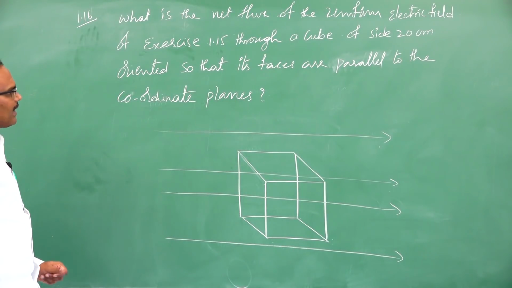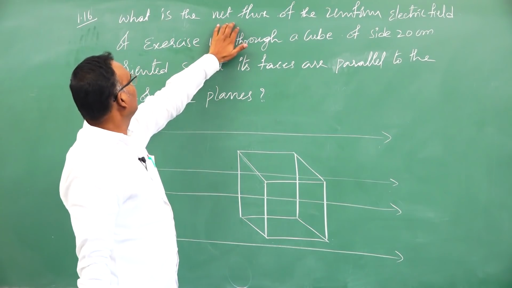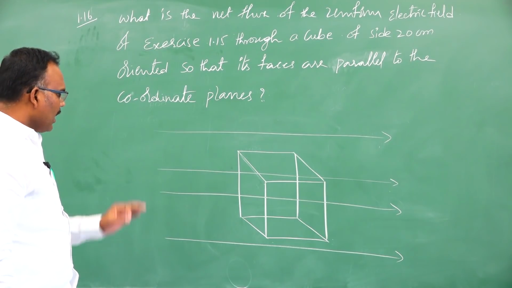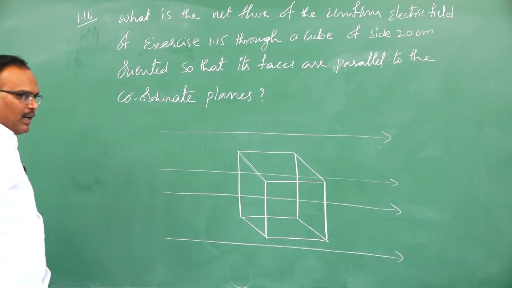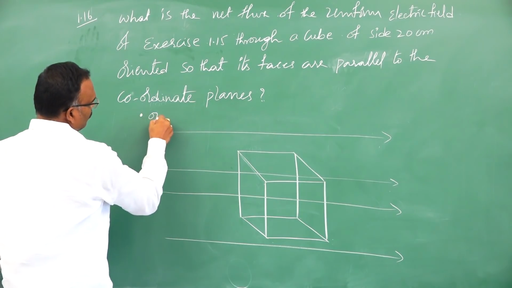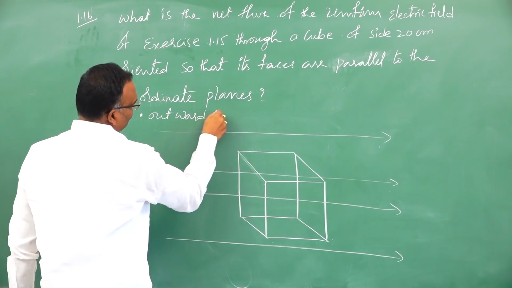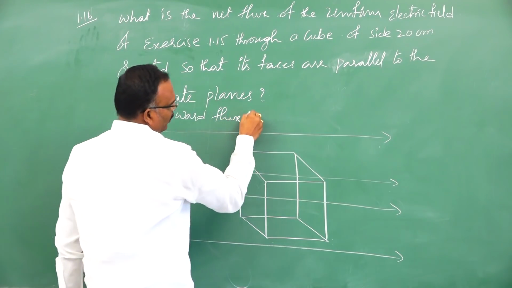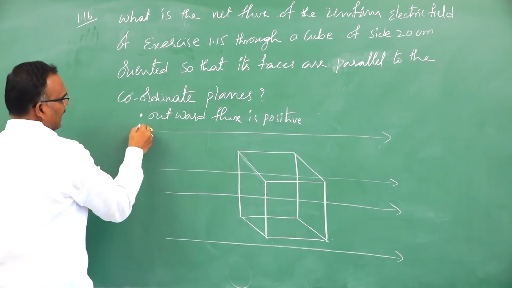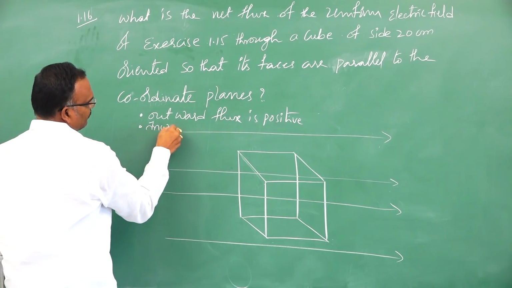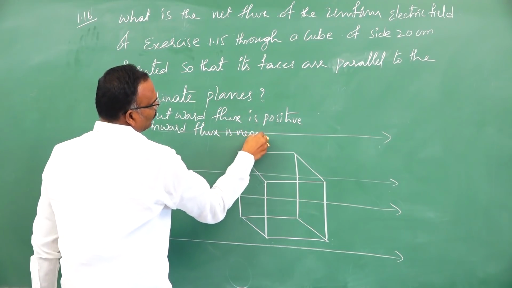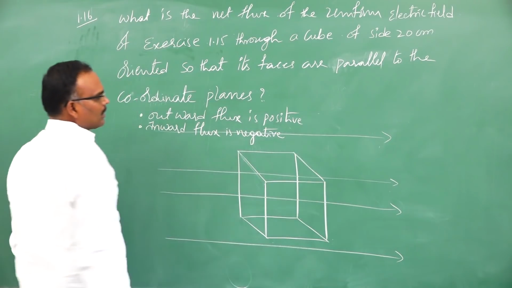Okay, now they are asking flux, net flux, through this cube we have to find. See, regarding flux, we have to remember 2 points. The first one, outward flux is positive, and the second one, inward flux is negative. This is an important point.